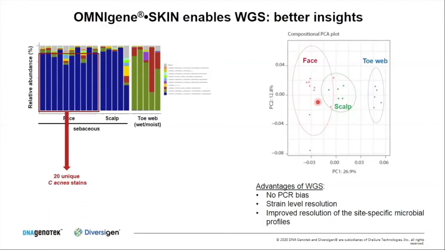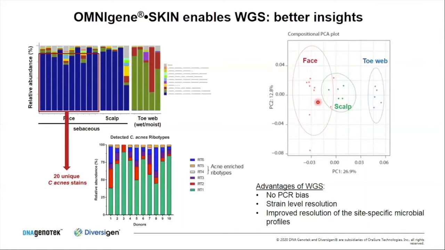Since Propionibacterium is very well known to play a role in acne, we decided to look in more detail into our shotgun data, and we were able to identify up to 20 unique C. acnes strains in those samples, which is very exciting. We then decided to organize those 20 unique strains based on the ribotype. Ribotype refers to shared 16S sequences, and strains that are very closely related tend to share their 16S sequences.